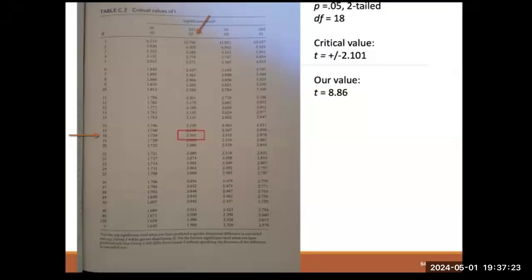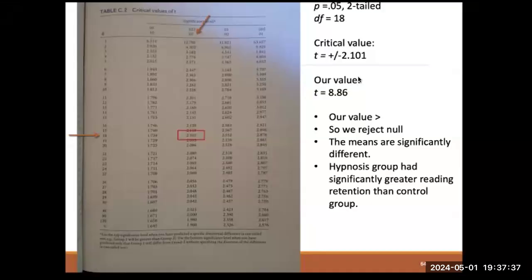Our t-value is 8.86, so that means our value is greater than the 2.101 critical value, so we can reject the null hypothesis. That means the means are significantly different. How would you interpret it? The hypnosis group has significantly greater reading retention than the control group. So you should be able to take these steps and conduct a t-test, right?